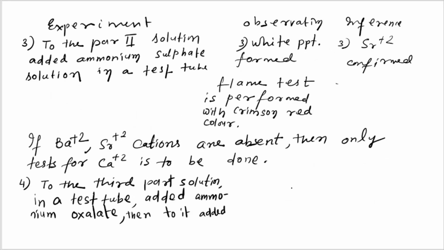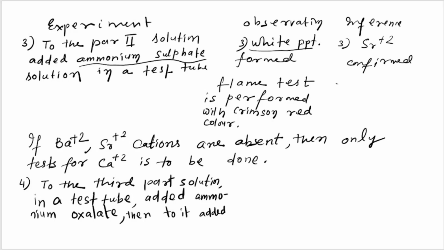Then to part 2 solution, you add ammonium sulfate. What is ammonium sulfate? (NH4)2SO4. Here, to the second part solution, you add ammonium sulfate solution and you will get a white precipitate. Then strontium is confirmed.